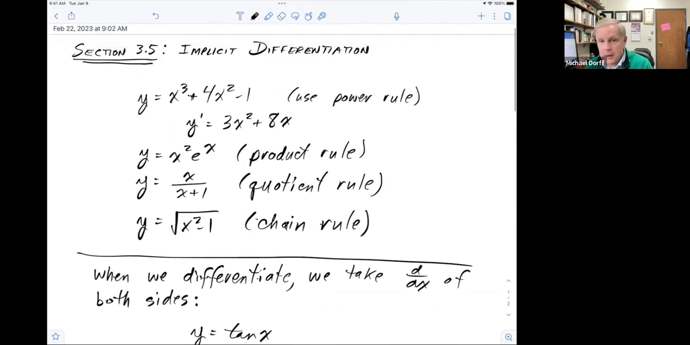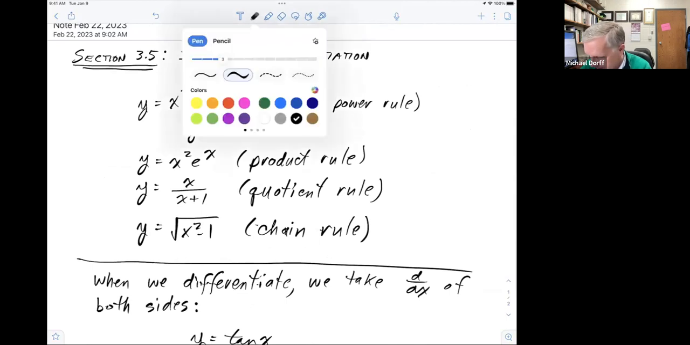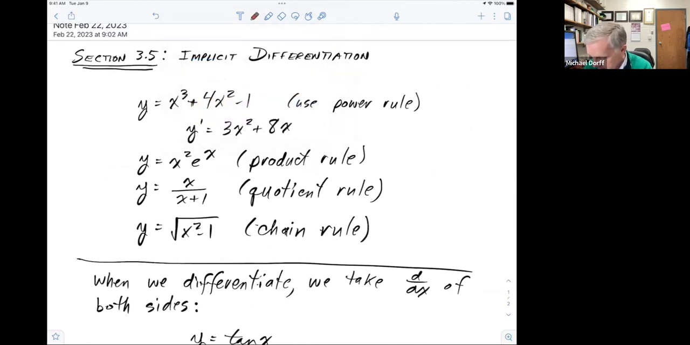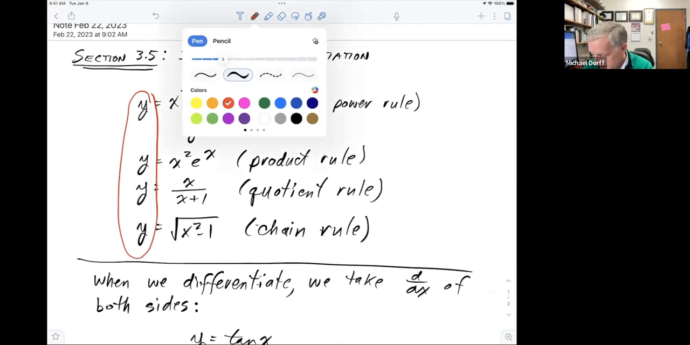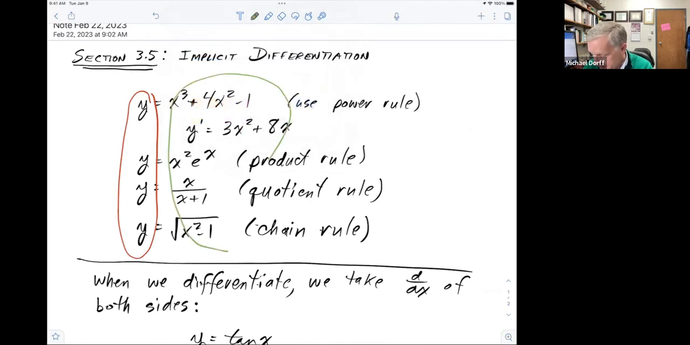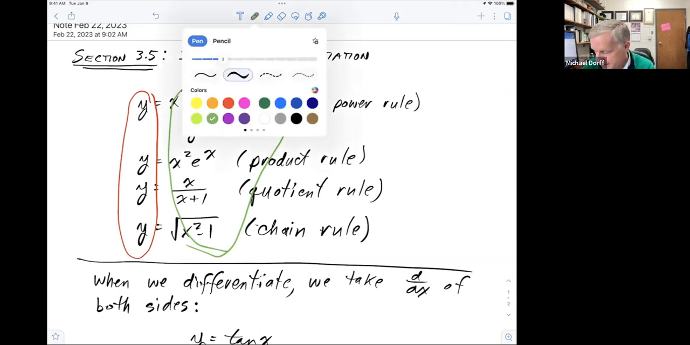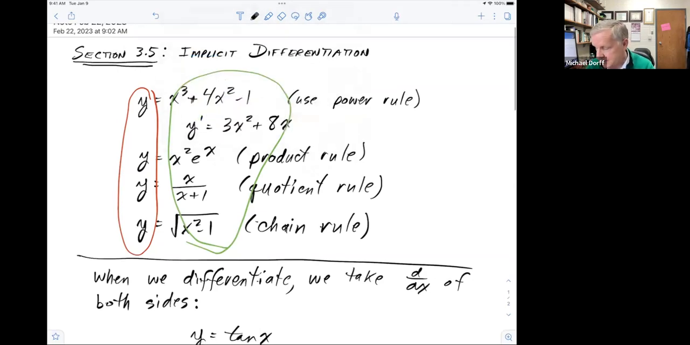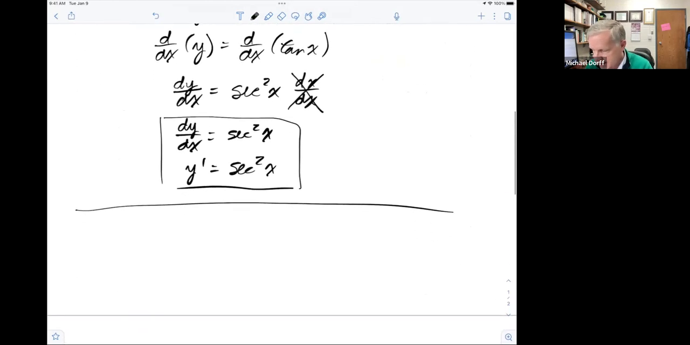And what do we notice about all these functions that we have here? In all these cases, we have y on the left side, and on the right side, we have functions that all just have x's. So left side is just a y, and on the right side, we have just x's. But there are other functions that don't have that property. And so in order to solve those, we have to use a new approach.